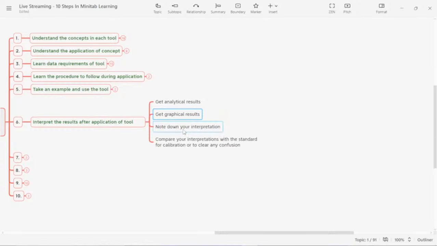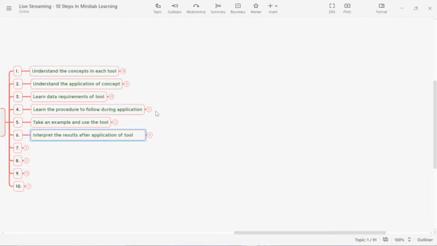So we can note down our interpretation from that data, and at the end of step number 6, we need to compare our interpretation with the standard or reference to clear any confusion. So you must have the data or reference with which you are going to compare your interpretations. If the interpretations match the standard interpretation, then yes, you understood that tool or technique correctly. But if there is some mismatch, then you can go into the detail and understand what the problem with understanding is or where the confusion is. This is again a very important concept.